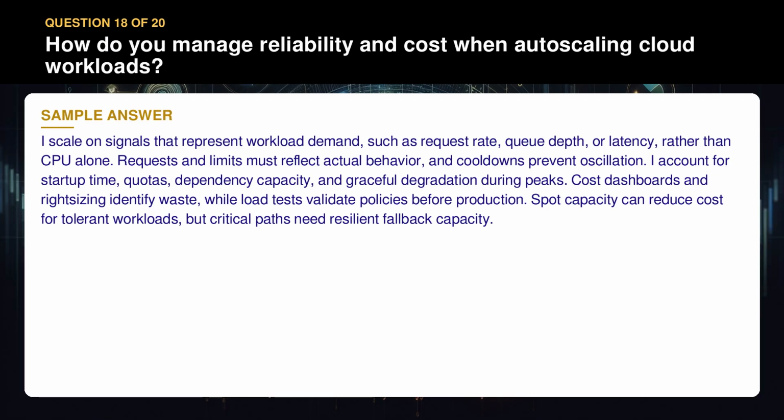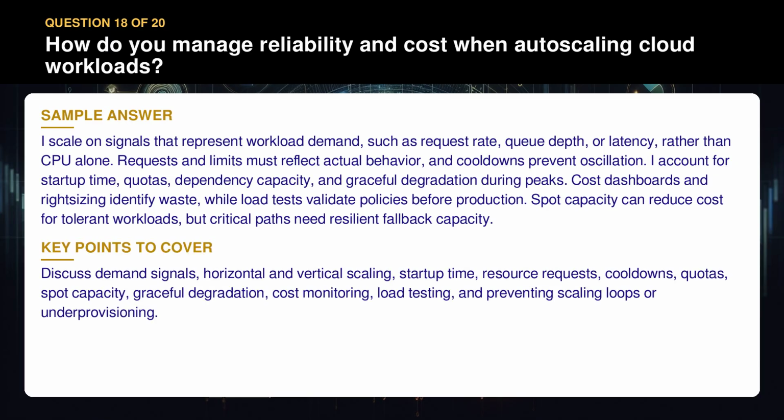Spot capacity can reduce cost for tolerant workloads, but critical paths need resilient fallback capacity. Discuss demand signals, horizontal and vertical scaling, startup time, resource requests, cooldowns, quotas, spot capacity, graceful degradation, cost monitoring, load testing, and preventing scaling loops or under-provisioning.